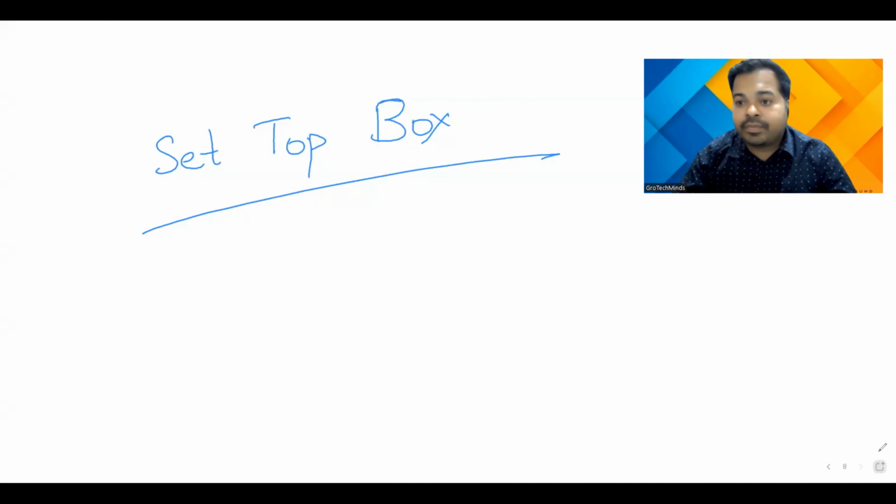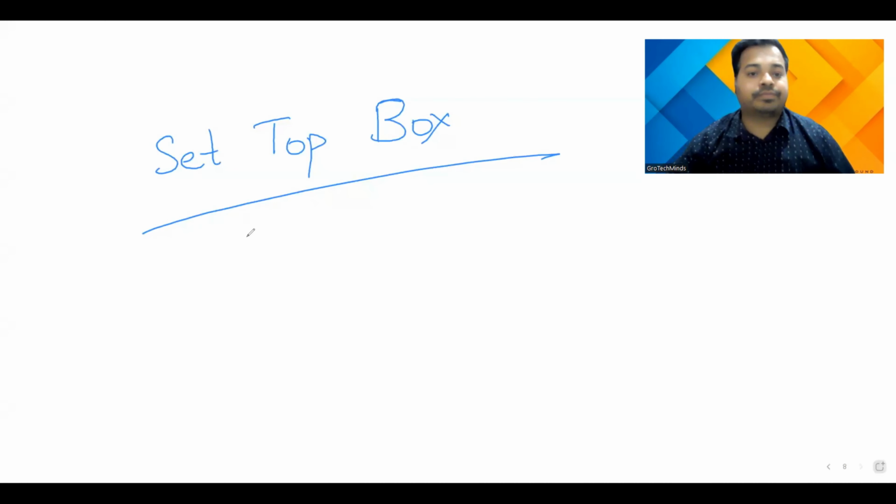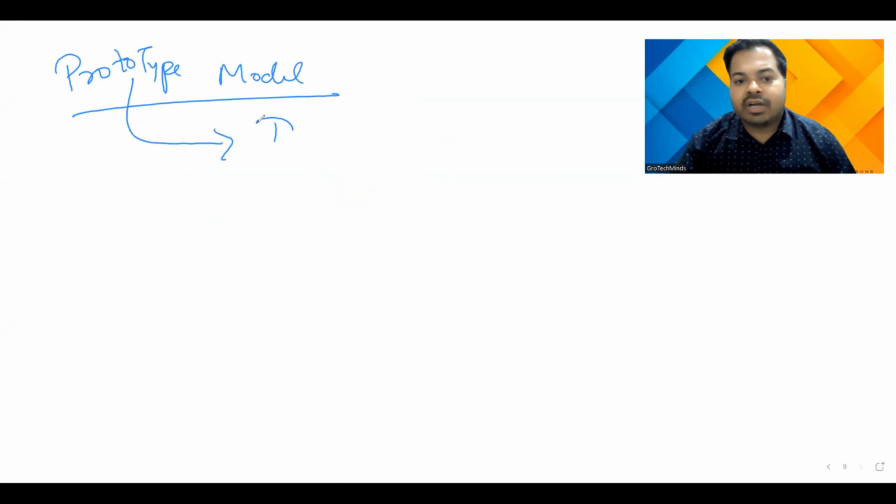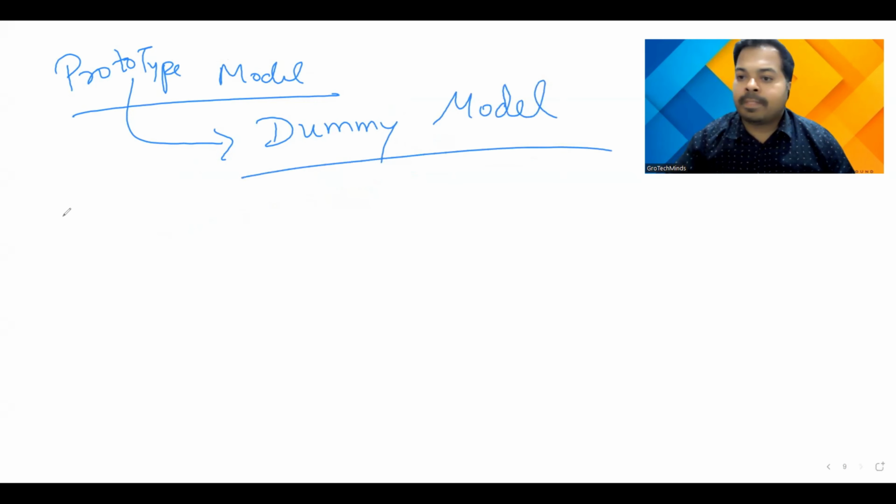Please write down the next chapter, guys. The next chapter is about the prototype model. The other name of the prototype model is the dummy model. In the prototype model or dummy model, what happens?